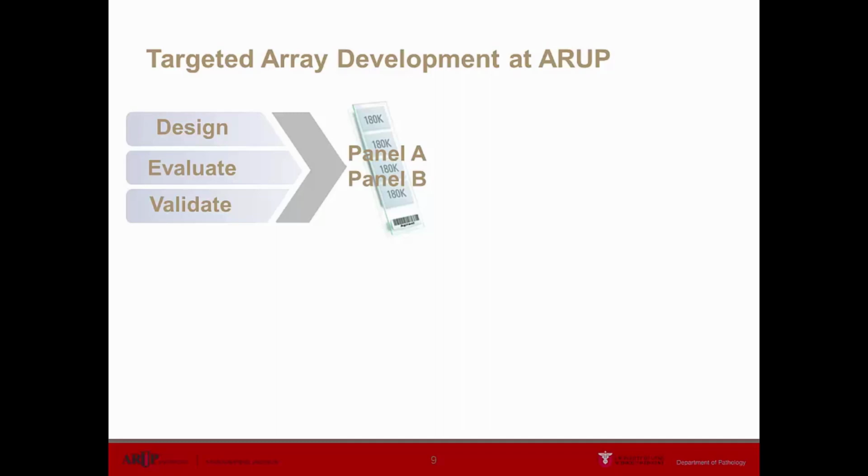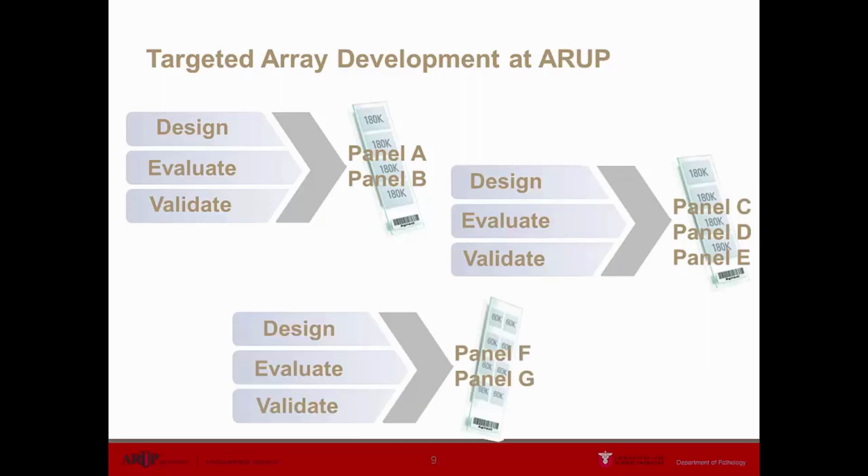Our design could come from a commercially available design. It could come from a list of genes we were interested in that we handed to a company, and they designed it for us. Or we could use the tools that were available to design the content ourselves. But either way, that design had to be evaluated and validated before it could be put to use in the clinical lab. And each time we wanted to introduce new tests, we would have to go through the process again of design, evaluate, validate. So this was a very reiterative process to get new tests into the lab.